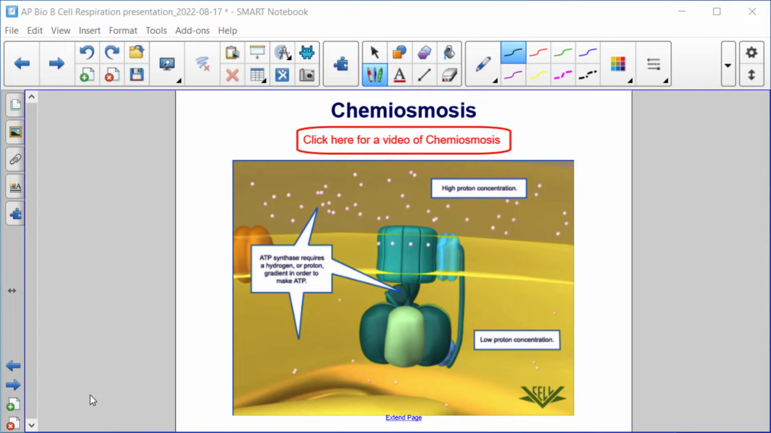Notice here the large difference in the number of hydrogen ions on the two sides of the membrane. This difference is a hydrogen ion or proton concentration gradient. The energy associated with this gradient is used to synthesize ATP from ADP and inorganic phosphate. This occurs at the ATP synthase complex shown here.